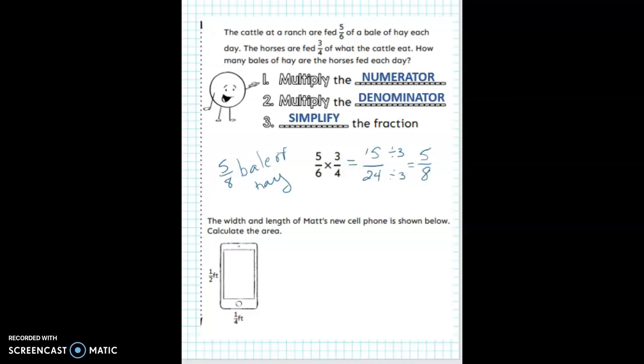The width and length of Matt's new cell phone is shown below. What is its area? So remember, area uses the formula of length times width. So we're simply taking 1/2 of a foot times 1/4 of a foot. So 1/2 times 1/4. Again, numerator times numerator is 1. Denominator times denominator is 8. So 1/8 of a foot.